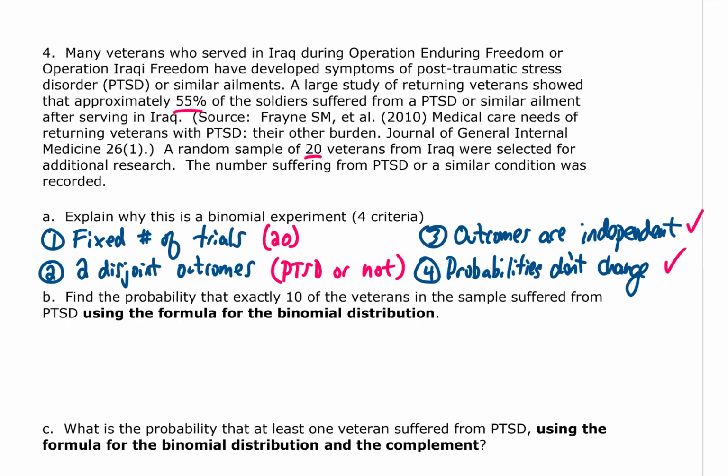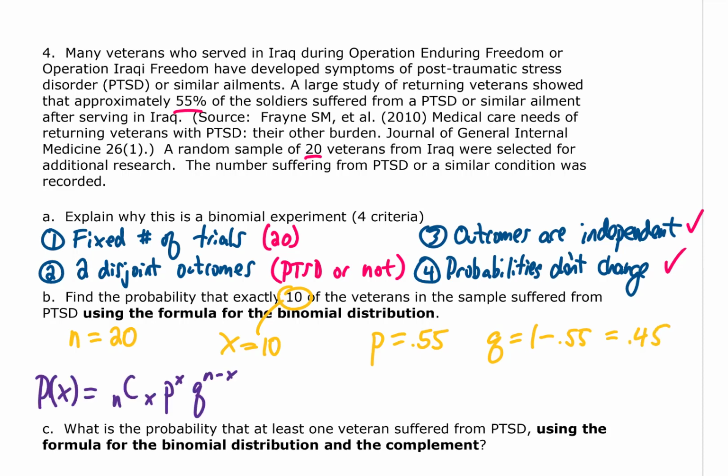We're going to find the probability that exactly 10 of these veterans in the sample suffered from PTSD. Now, remember from the previous discussion that n equals 20, we have 20 trials. We're interested in this number 10, that is going to be our x value. Our probability of a soldier having PTSD is going to be 0.55, and that makes our q value, the probability of the soldier not having PTSD, you could do 1 minus 0.55, or you could just say 0.45. This is what your formula looks like. Hopefully that's going to be on your note sheet for the test.